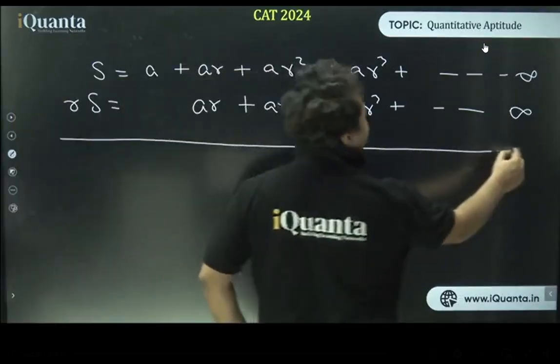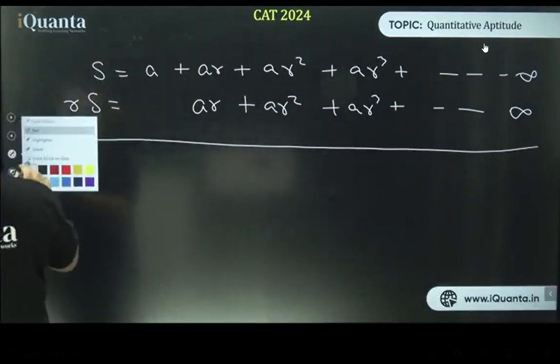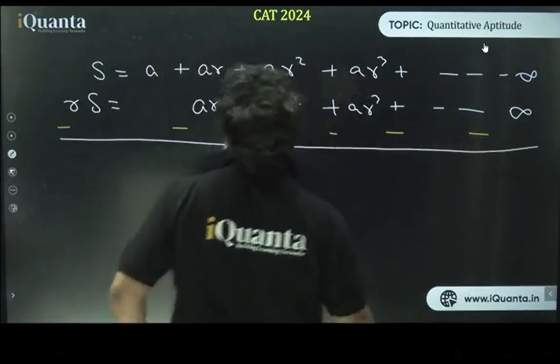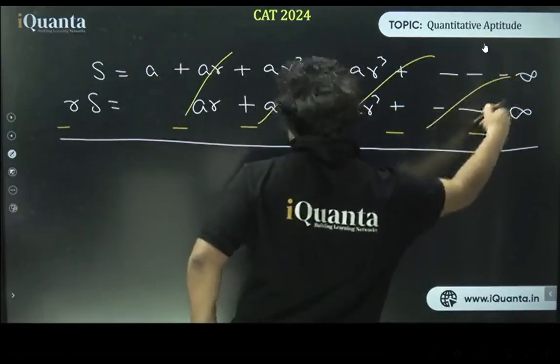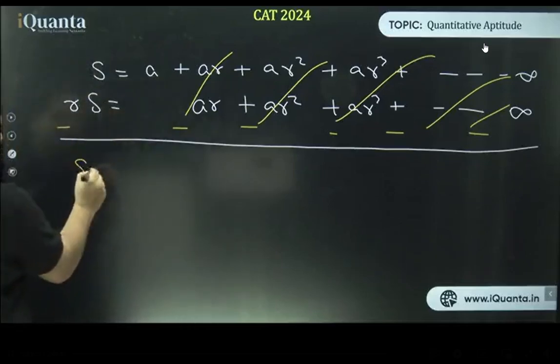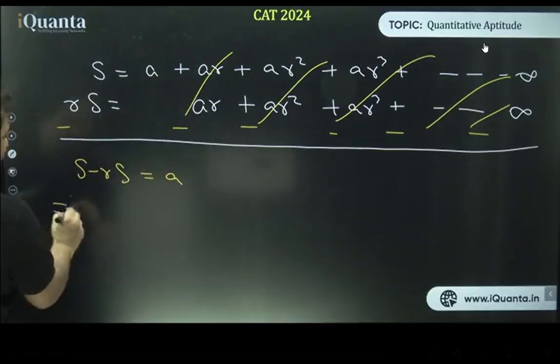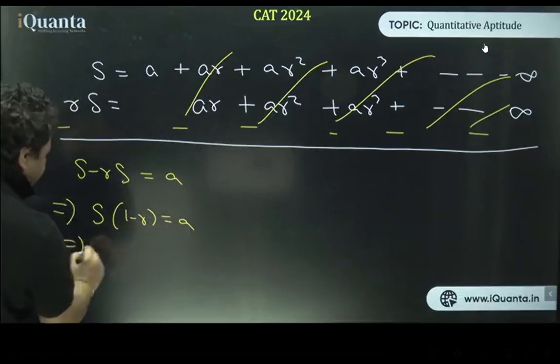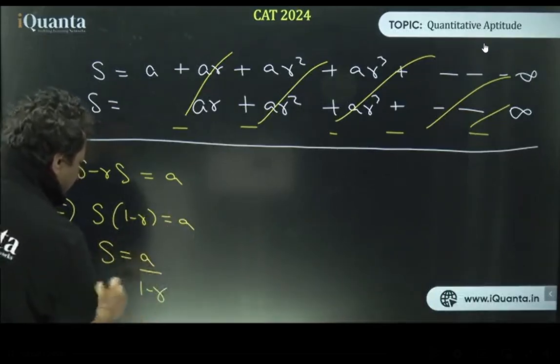Now let's do the sweet little subtraction. If I subtract everything, मजा ही आ गया. ये सब लोग कैंसिल हो गए. Nobody is here. So what we have is S minus RS is equal to A, which further means, taking S common from the left hand side, I get S times 1 minus R is equal to A. That means S is equal to A upon 1 minus R. काम खत्म.